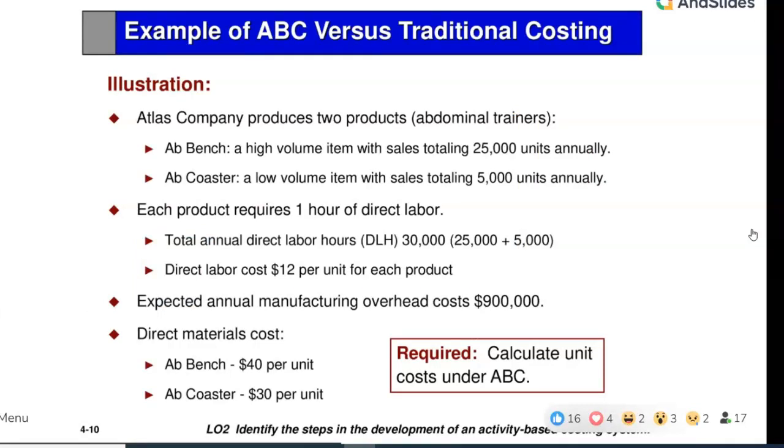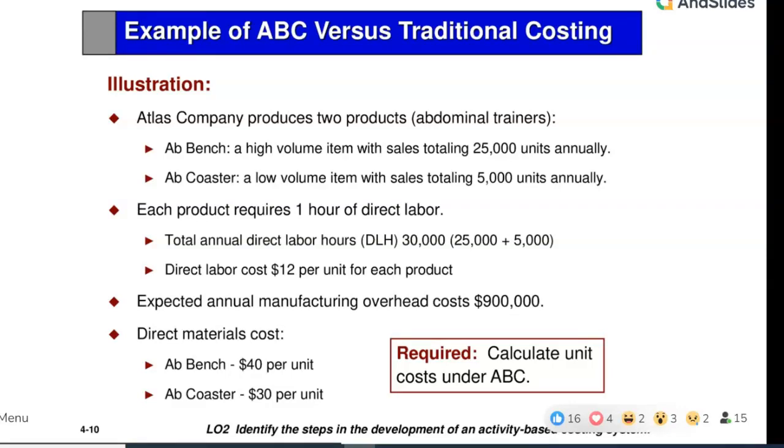All right, I'm going to go through 2 examples here. First one, to show you the difference between ABC and traditional costing. I think you can see with computers that we can do this a lot more effectively. You have no idea what it was like before computers. I use pencil and paper. This makes it a lot easier.